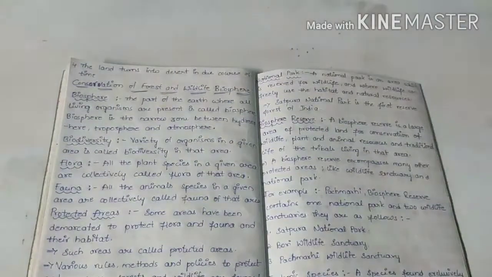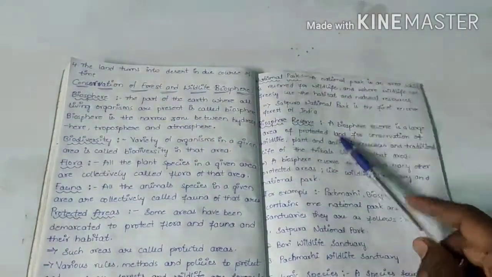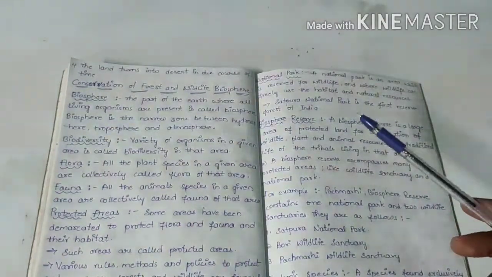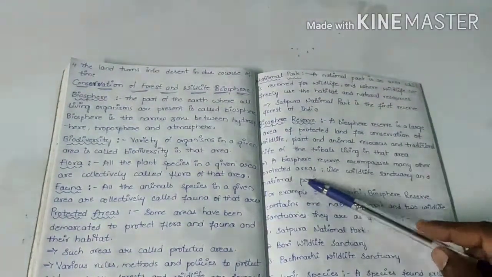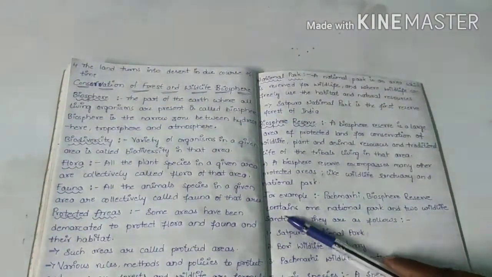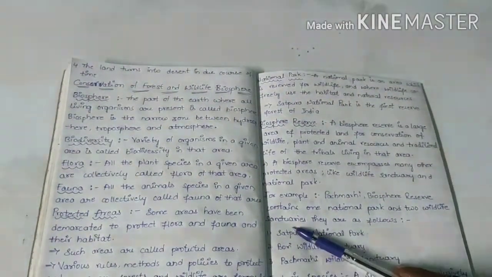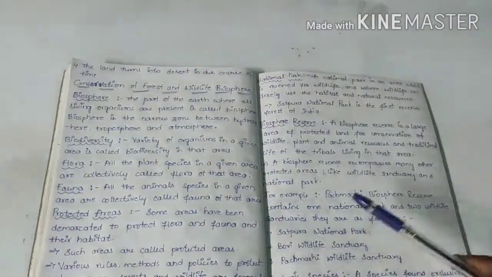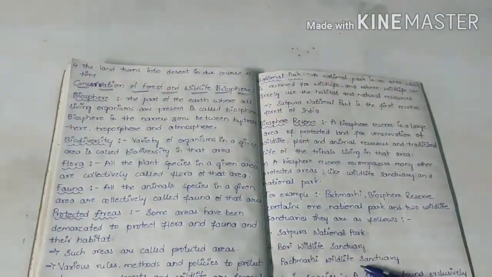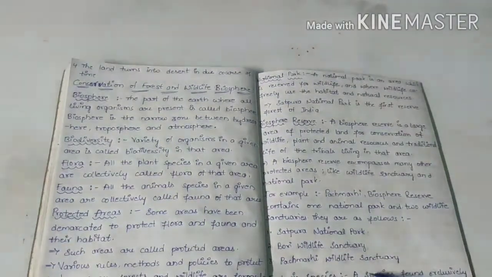National park also will not contain. But coming to biosphere reserve, it may contain sanctuary and national park or only national parks, like this it may contain. For example, Pachmarhi Biosphere Reserve contains one national park and two wildlife sanctuaries. They are Satpura National Park, Bori Wildlife Sanctuary, Pachmarhi Wildlife Sanctuary.